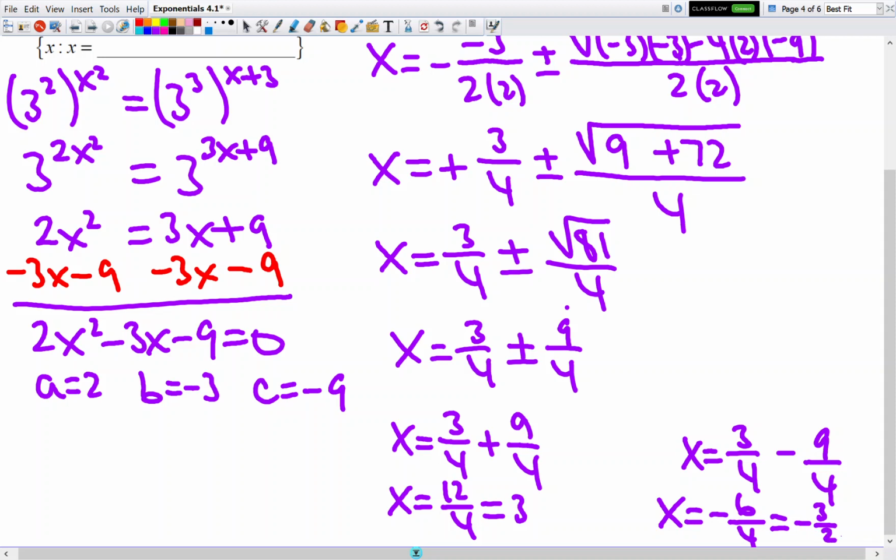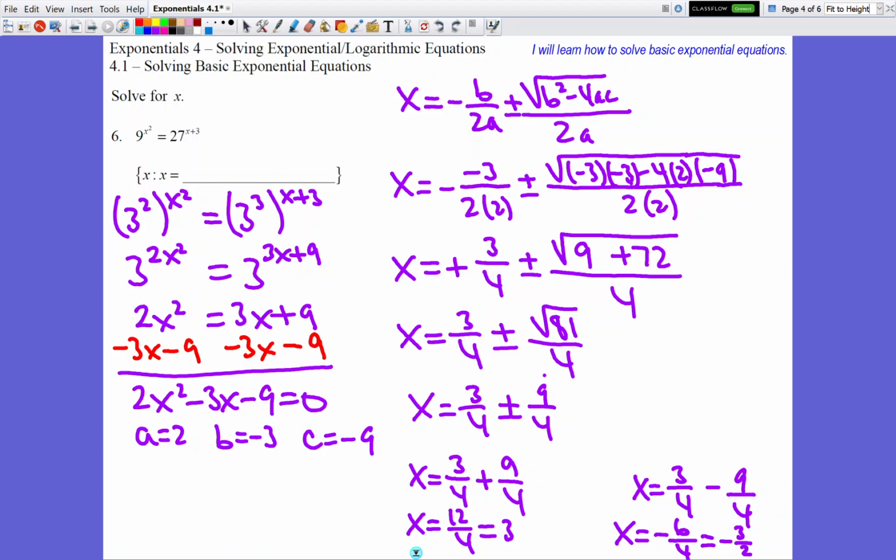Let me zoom out here so you can see the whole thing and fit to height. So there's the whole problem. I forgot to write the answers on the line, so put them in numerical order: negative 3 over 2, comma, 3.